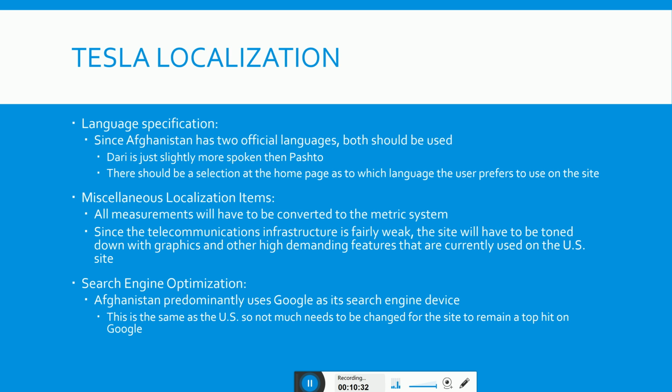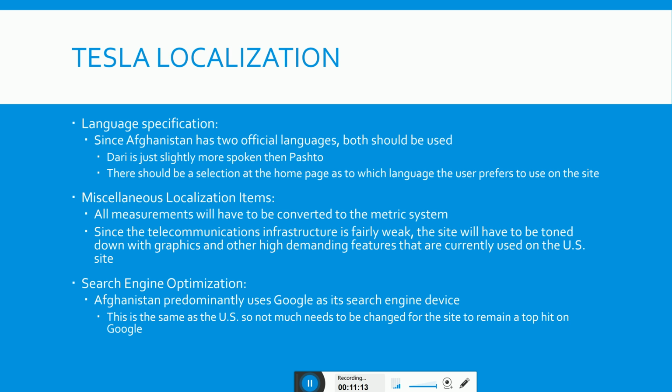Some miscellaneous localization items. All the measurements that Tesla provides, which they do provide a lot given the nature of their industry, are going to have to be converted to the metric system, which won't be too much of a challenge since that's the most commonly used measuring system in the world. And since the telecommunications infrastructure is fairly weak, they are going to most likely have to tone down some of the graphics and other high-demand features on their site that they probably currently have on their US site. I don't think the infrastructure in Afghanistan is going to make the site quick and responsive like they'd like it to, and it'll just make users get bogged down, etc.